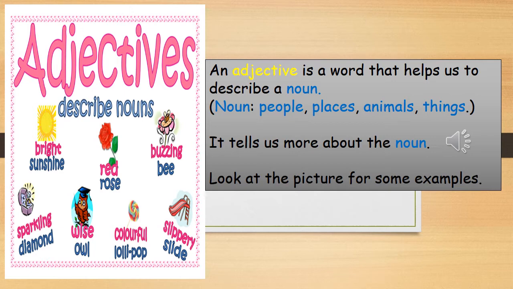So sunshine is the thing and the rose is the thing, but the description like bright means it's shiny or red tells us its color. The buzzing bee, buzzing tells me the noise it's making. Sparkling diamond, sparkling is telling me how does it look. Then we have a few others like wise owl, colorful lollipop, or a slippery slide. All of the words in pink are the adjectives, and they help us to learn more about the noun, the thing or the animal. Without us having to even see the picture, we can know what it looks like using adjectives.